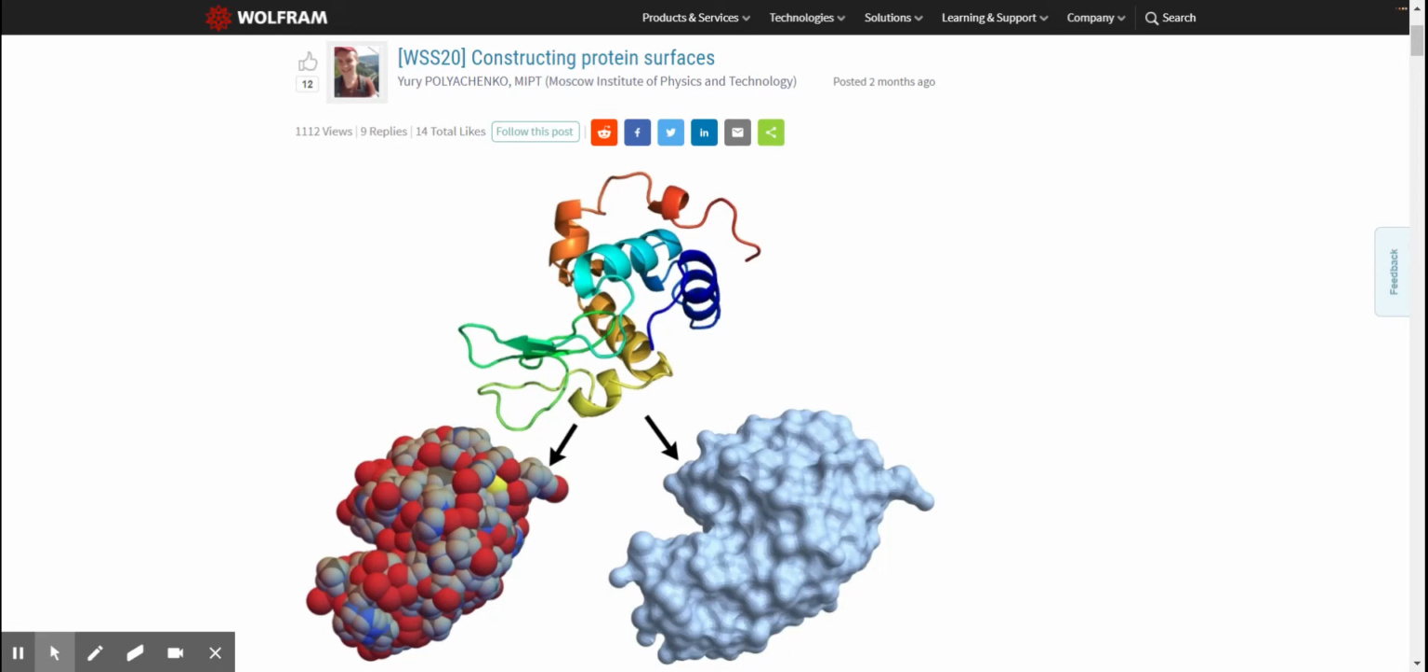Hello, my name is Yura, and my project is about constructing surfaces of proteins. Here you can see a classical cartoon view of a protein, and two of the surfaces I implemented in the Wolfram Language.